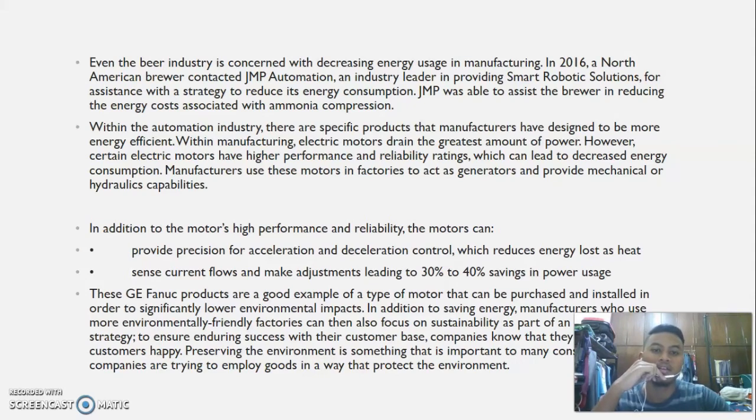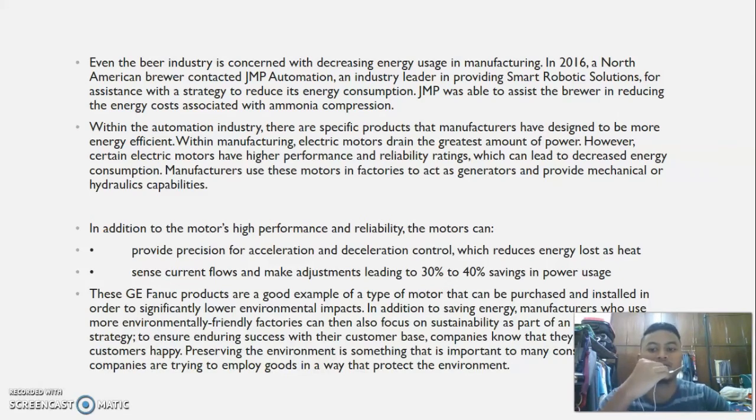So the automation is designed to be more energy efficient. Within manufacturing, electric motors drain the greatest amount of power. However, certain electric motors have a higher performance and reliability rating, which can lead to decreased energy consumption. Manufacturers use these motors in factories to act as generators and provide mechanical or hydraulic capabilities.